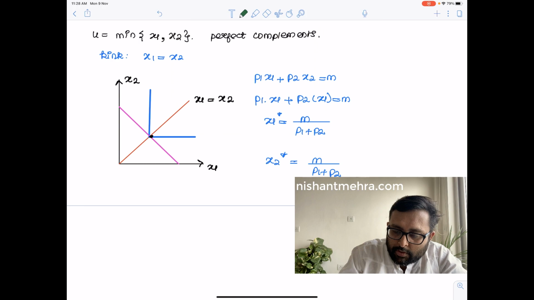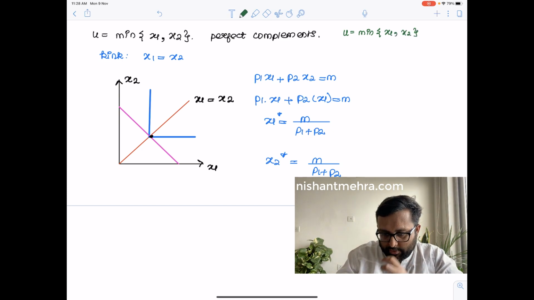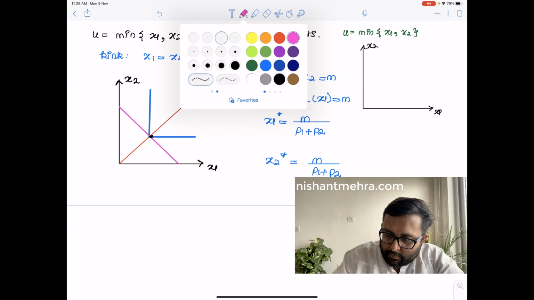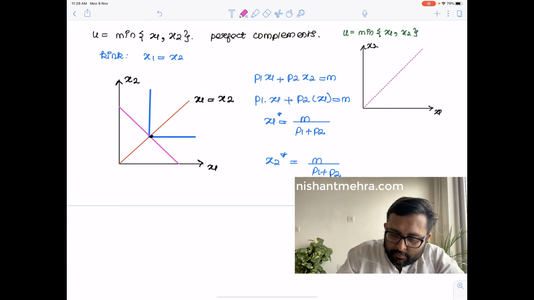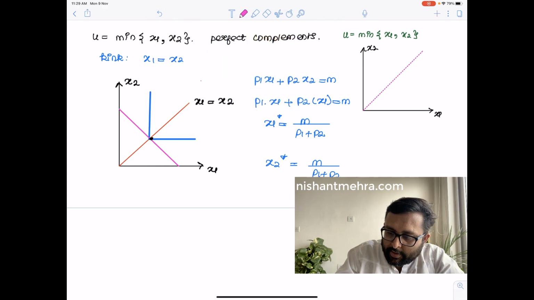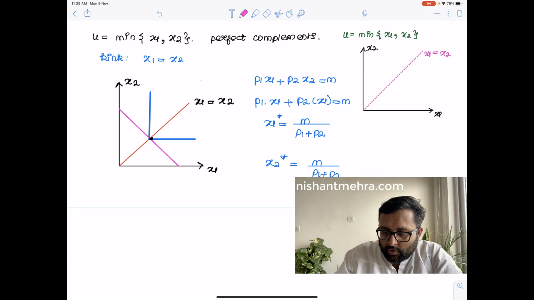So you have u equals to min of x1, x2. So I'll draw the kink line first. So how do you draw that? So you have x1 equals to x2 out here. So this is the kink line, right? So kink is defined at x1 equals to x2.